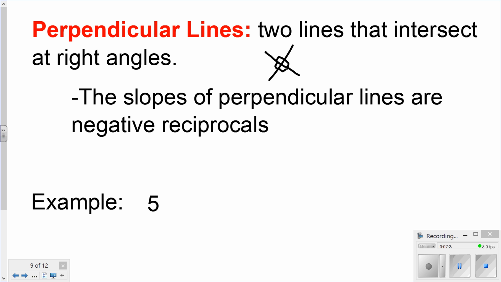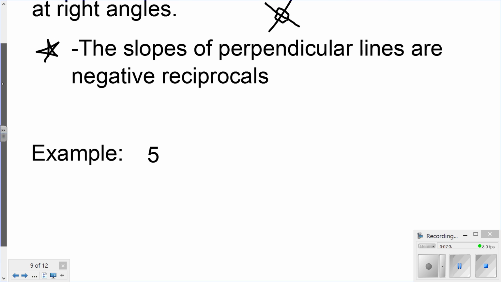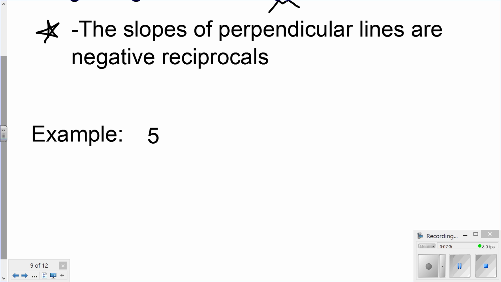So the most important thing you need to know about perpendicular lines is that the slopes of perpendicular lines are the negative reciprocals. What does that mean? Well, let's look at the example here. If I already have the slope of 5, the slope of the perpendicular line is going to be the opposite sign, so the negative of it. So the negative of 5 is negative 5. But then I need to take the reciprocal.